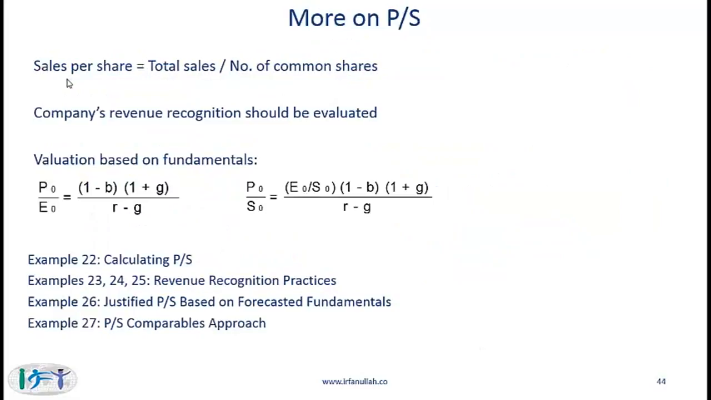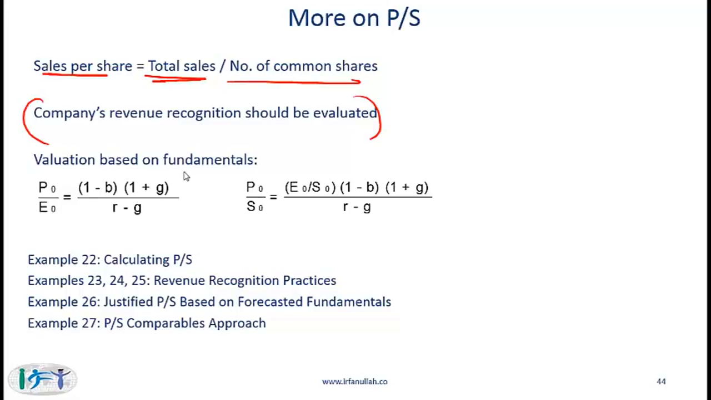How do we calculate this number? It is obvious. Total sales divided by the number of common shares outstanding. And as I mentioned before, as an analyst, if you are using this ratio, you need to have a good understanding of the revenue recognition policies being used, especially if you are comparing different companies.